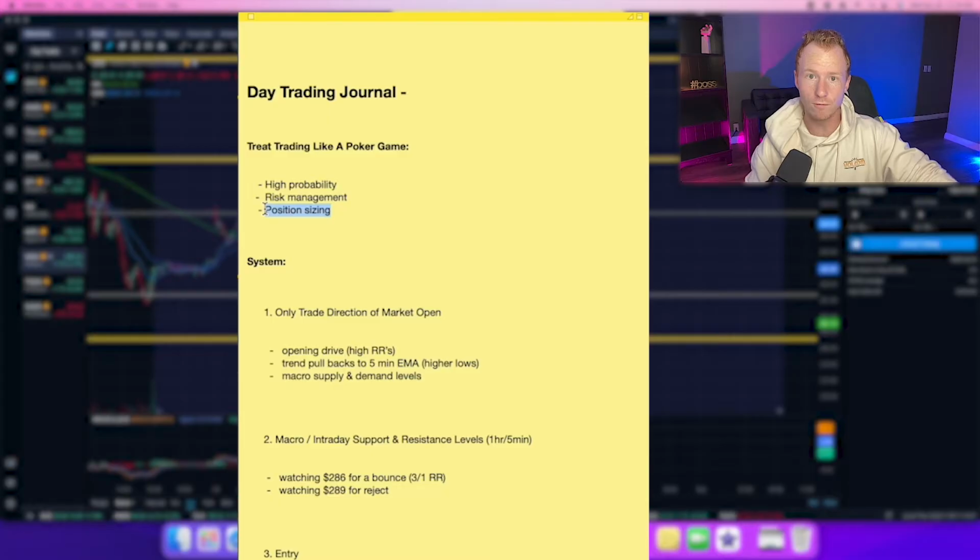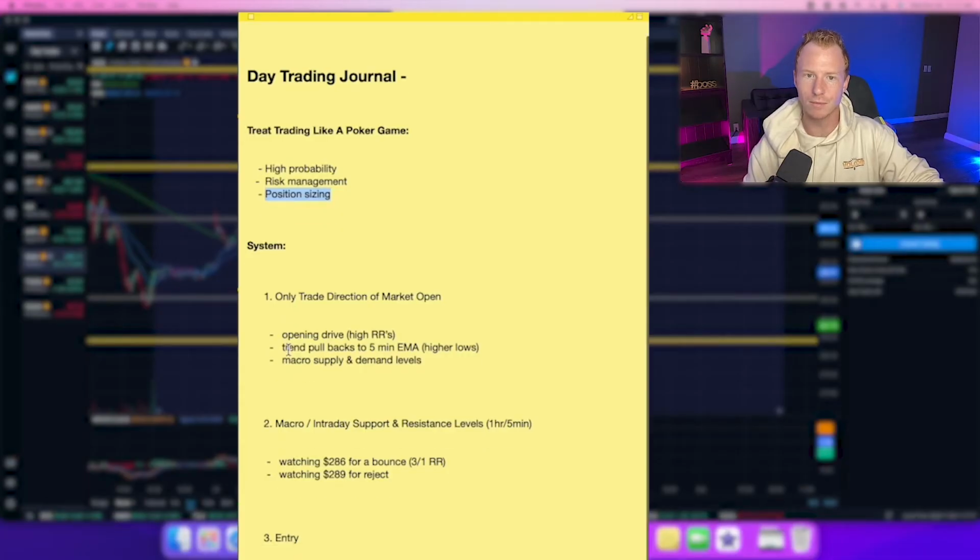Next thing is position sizing. If we have a full 21, a perfect hand in poker, we're probably going to go all in, because no one can probably beat you. Same thing with trading. If you have a low probability trade, I'm probably going to trade with less money just because there is more risk involved. So that's the first thing I remind myself every morning when I go to take my trades.